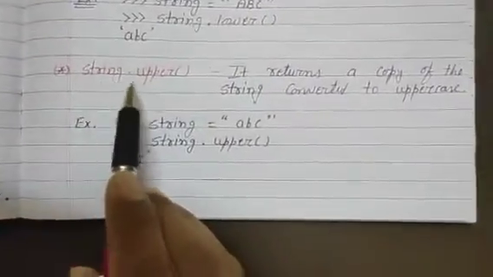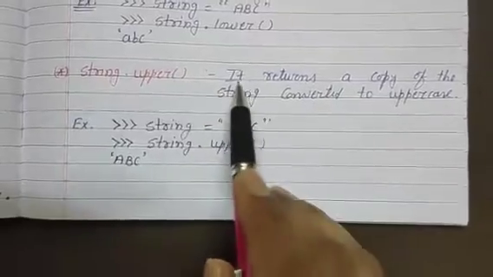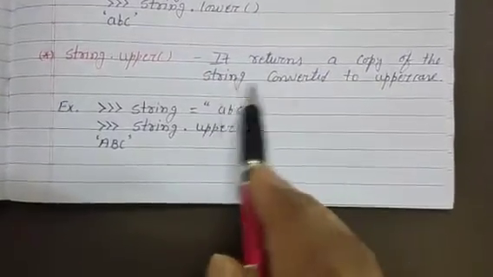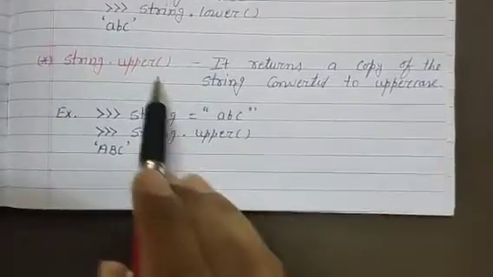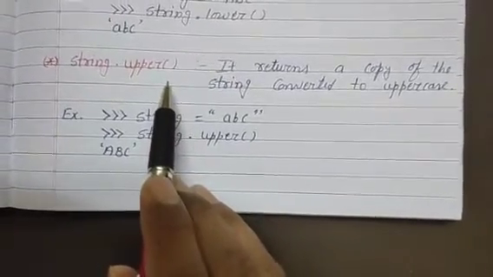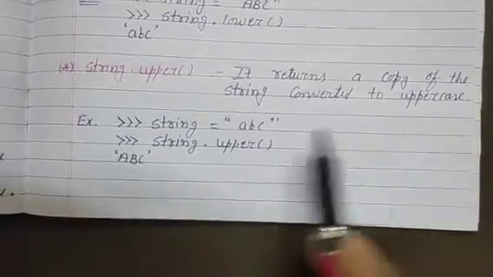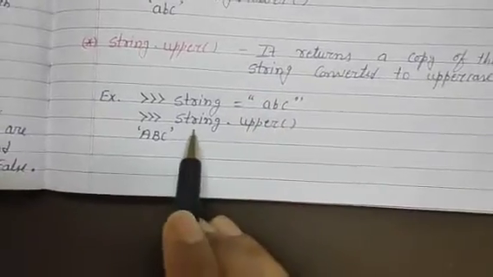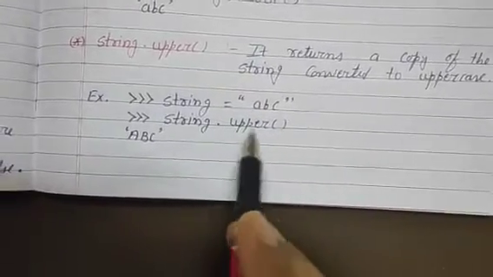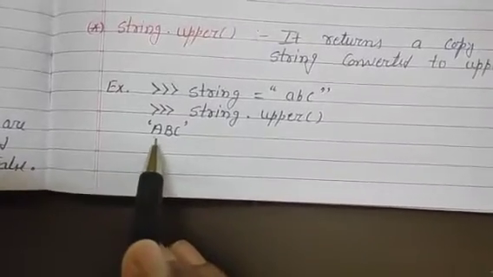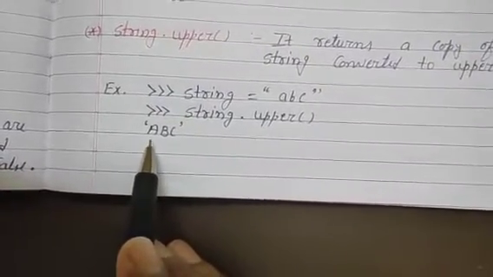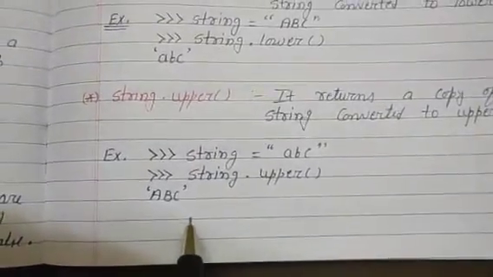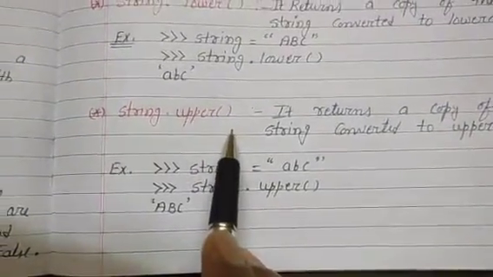Now next function is the string dot upper function. It returns a copy of the string converted to uppercase. This function is used to convert alphabets or letters to uppercase. Example is string equal to small abc, then string dot upper function. This function converts the string to uppercase. So the output is capital A, B and C. This is the concept of the upper function. These are some built-in functions which are used in Python strings.